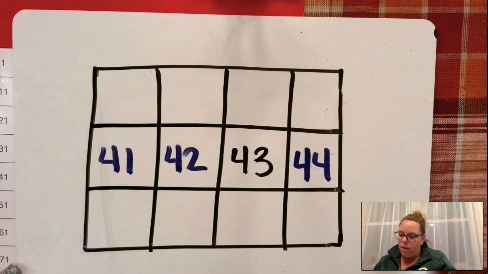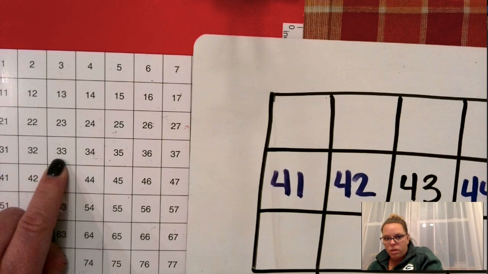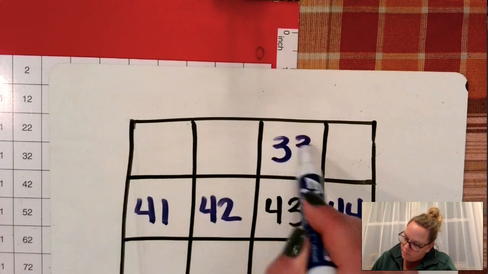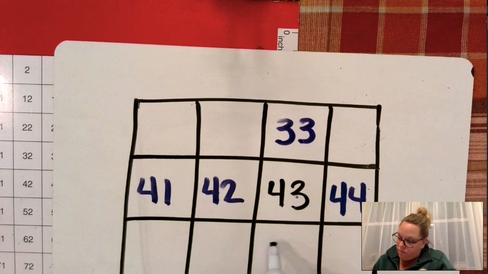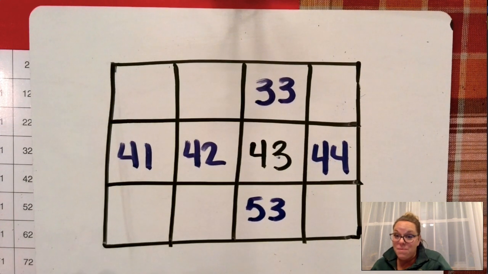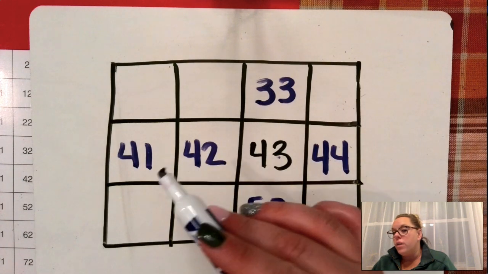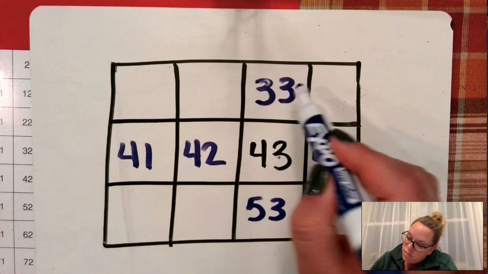Above 43. Well, here's 43. What's 10 less than 43? 33. 33, 43. What goes below 43? 53. Okay, now we have to do the same thing that we just did with the middle row. We have to find out what goes before 33 and what goes after 33. What goes after 33 when you count?